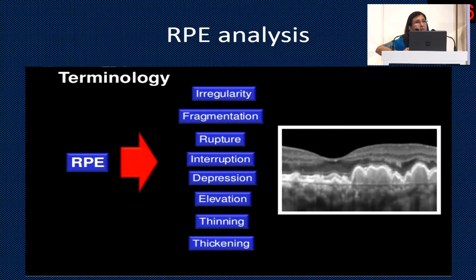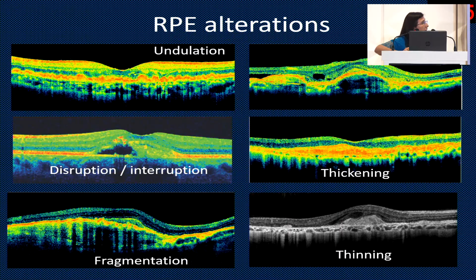Coming to the RPE layer, this is a very important layer because many times the status of this is going to tell you what the diagnosis is. Again, I'm emphasizing the terms that you use for defining the changes in this. These are some of the changes that you can see in the RPE layer: undulation, elevation, thickening, thinning, disruption. You have to look very carefully for these changes.